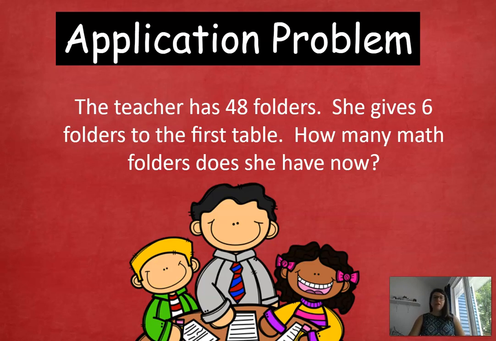So picture that. She has 48 folders and she gives 6 away. So think about whether we're adding or subtracting. What's our sign going to be? So our number sentence is going to be 48 minus 6. Go ahead and solve that. You can either use a picture or you can use that decomposing strategy. This one would be subtracting like units. So go ahead, pause the video and solve it. Come back when you're ready.